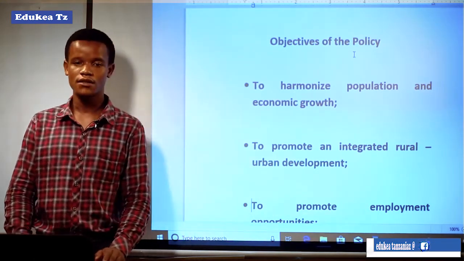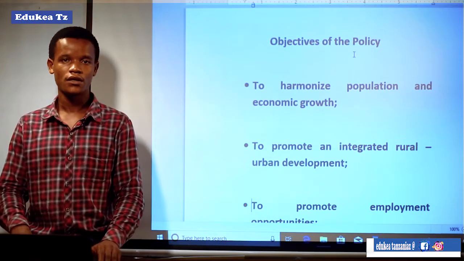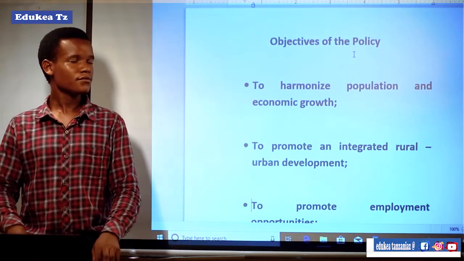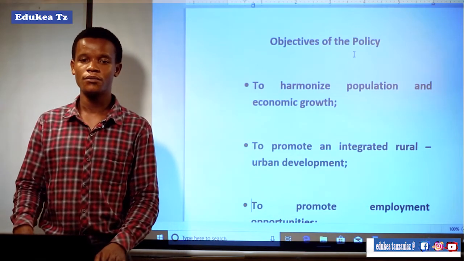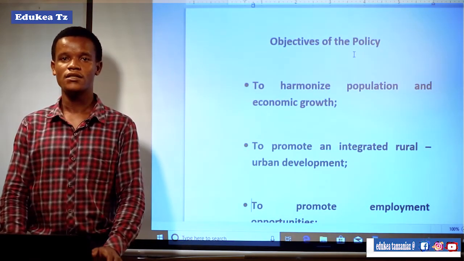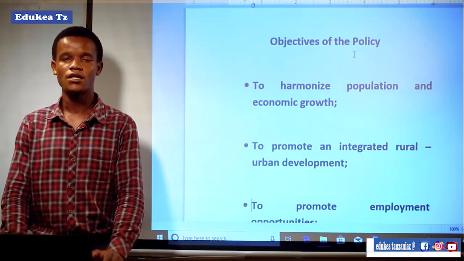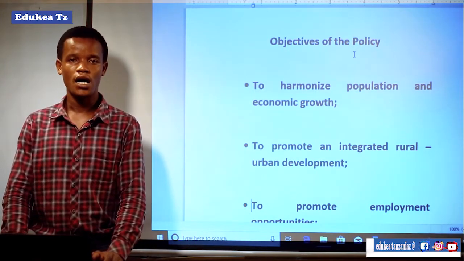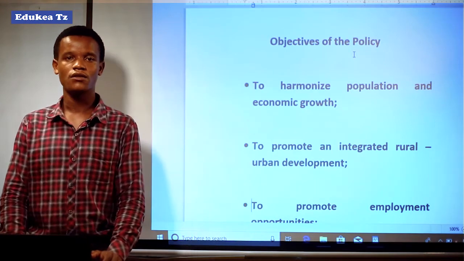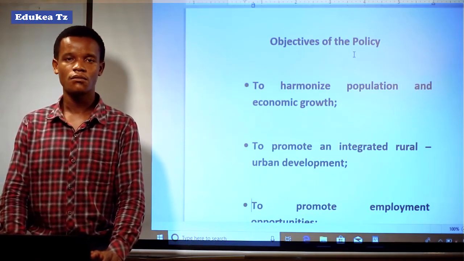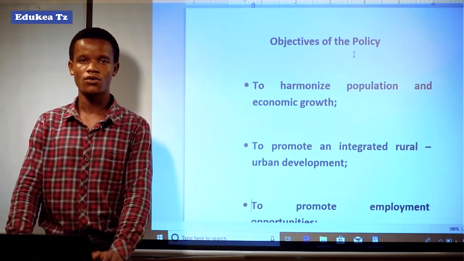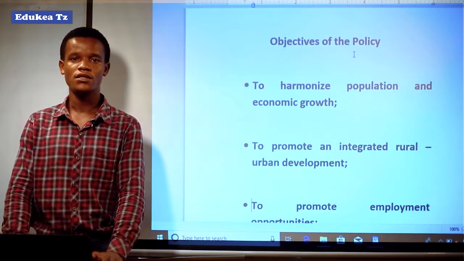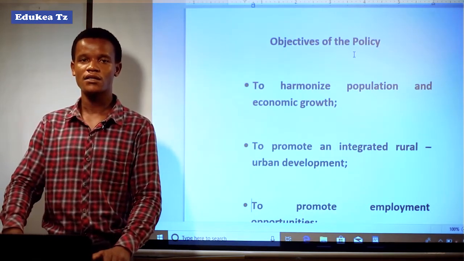Last session we were discussing population policy. We said that population policies are those rules and regulations put in place by the government, to be followed by people, so as to control the population of a certain area. We see that there are different kinds of policies.